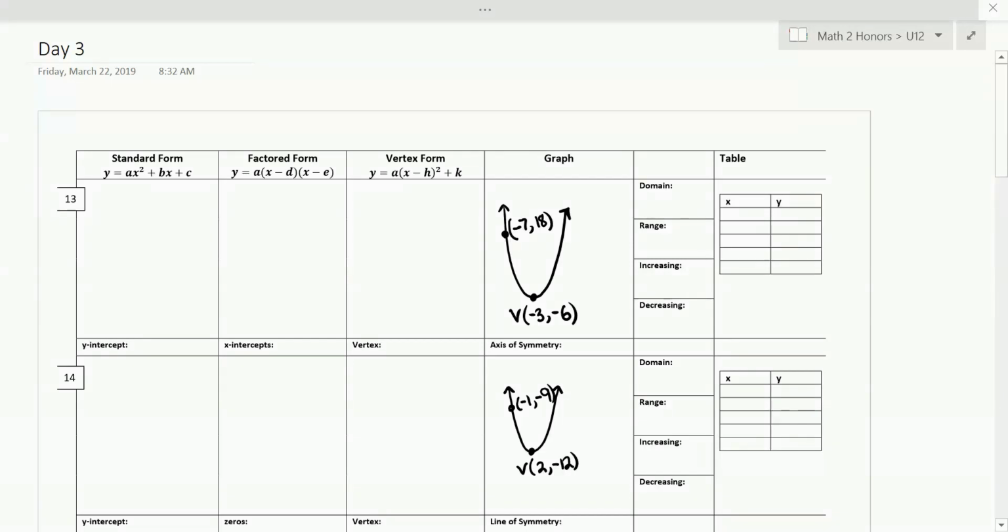We are on day 3 working through quadratics. And again, I'm going to go through 3 problems here, and then you're going to do the other 3 for homework. And I want to start with number 13.